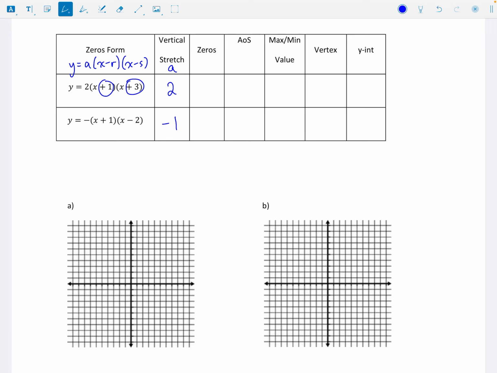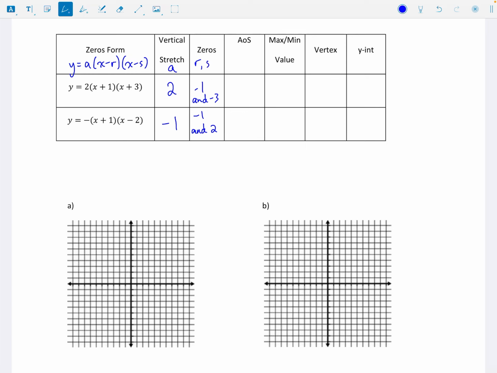So it's not positive 1 and positive 3. It's negative 1 and negative 3. For this one, it's negative 1, opposite of positive 1. Because this says negative 2, it's actually positive 2. So it's negative 1 and 2. So this is your r and your s value in the formula.